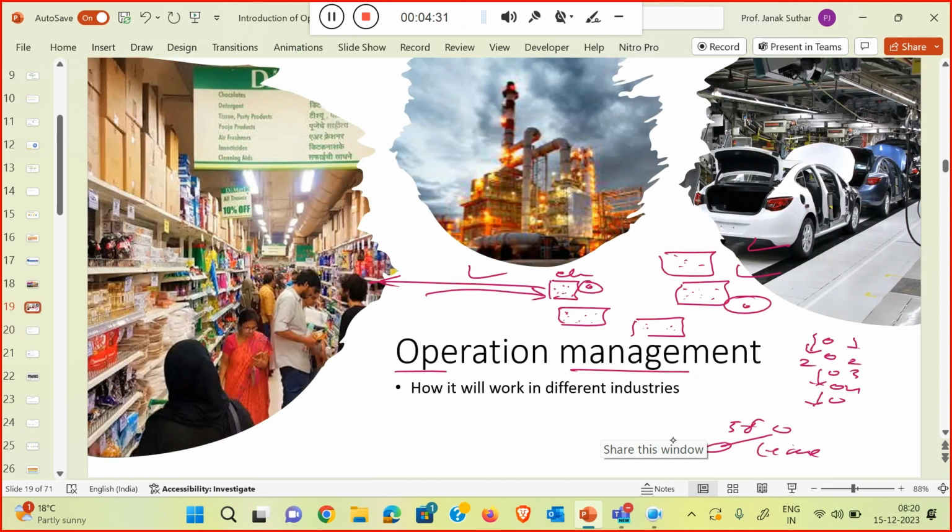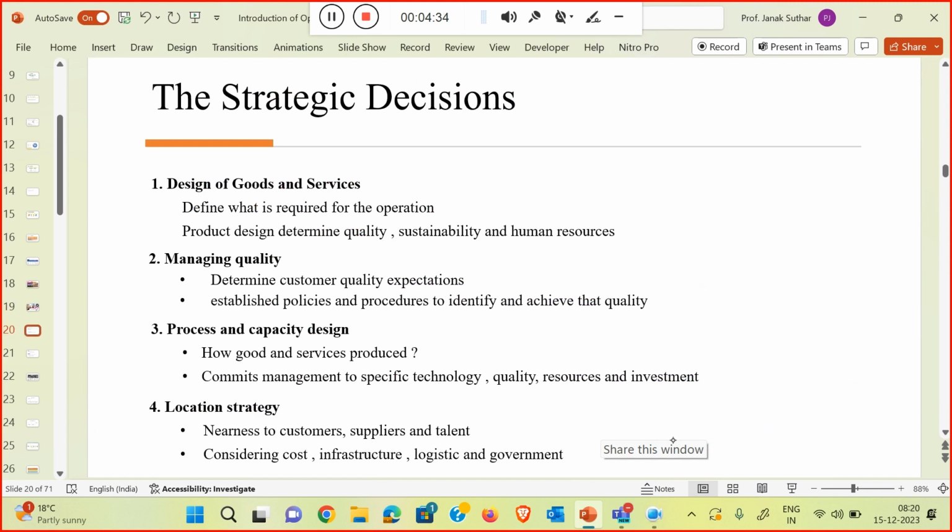No, sir. Okay. So again, when we talk about the strategic decisions in operation management, what are the strategic decisions? When we talk about OM decisions, there are some main parts in operation management. The first one is the design of goods and services. First you need to define what is required for the operation. Every organization makes goods and services. For making these goods and services, what is required, that you need to define, right?